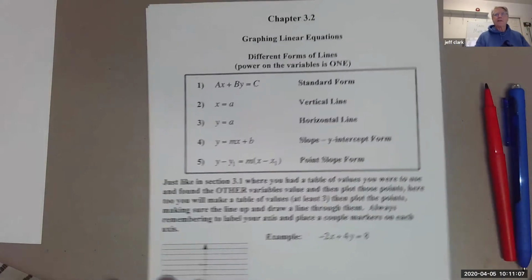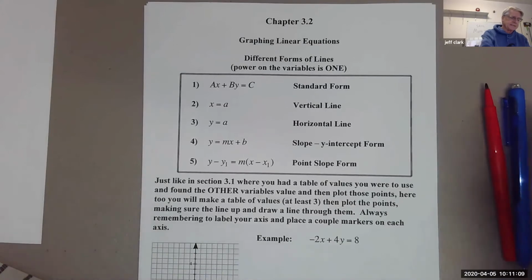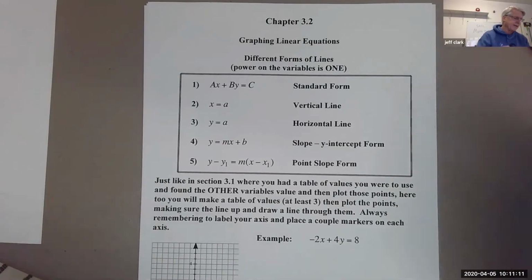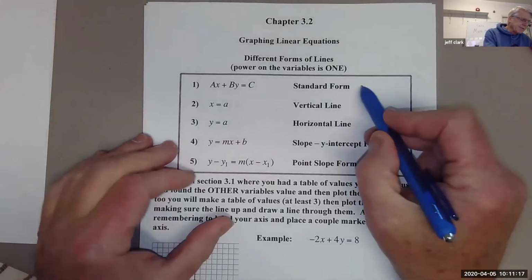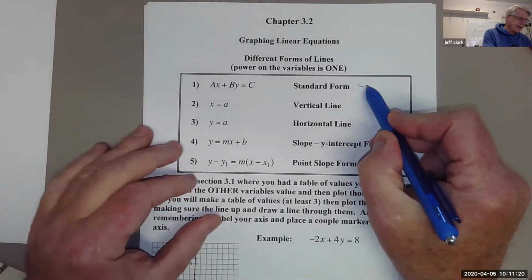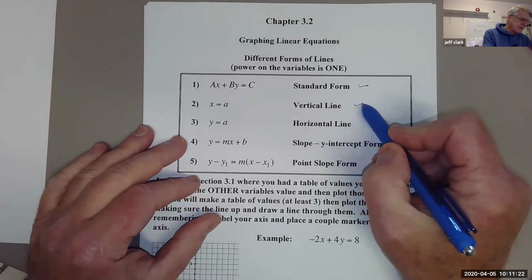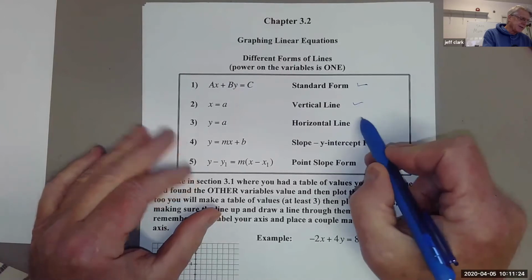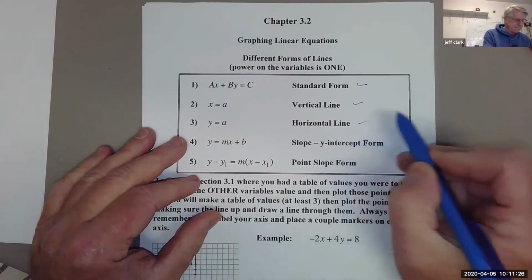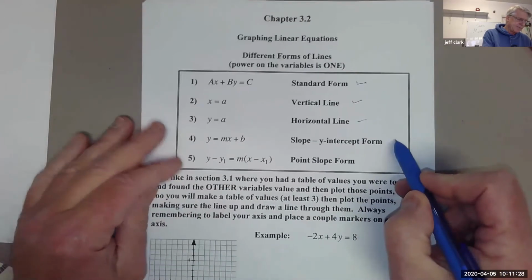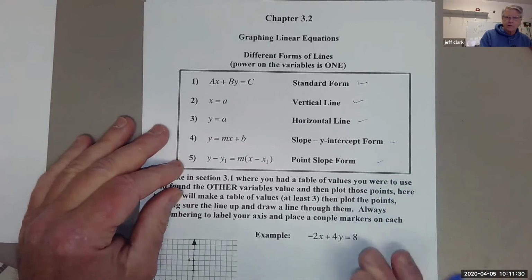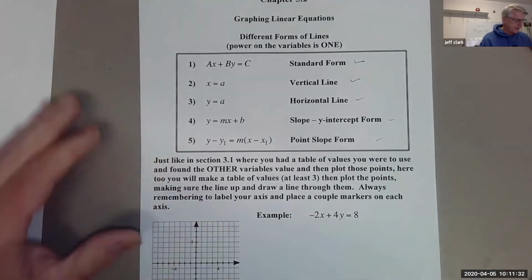So my first page that you have in your packet just gives you 5 different versions of a line. We've looked briefly in the last section at what's called standard form. And then we looked at one example of each, the vertical line and the horizontal line. And these are a couple of the forms that we'll be spending more time with in future sections.